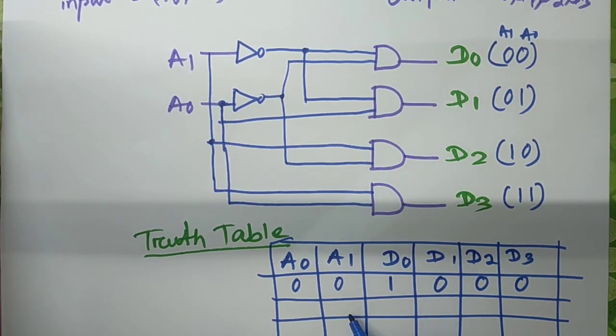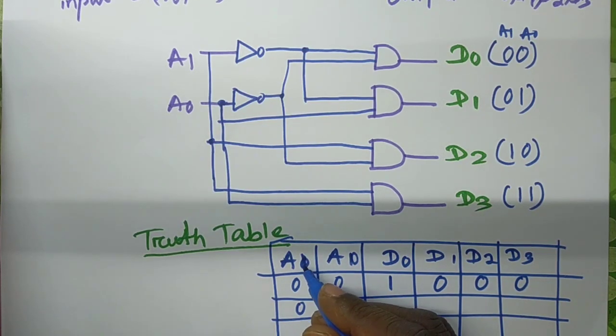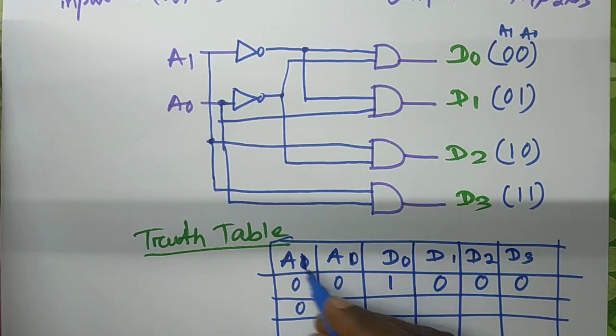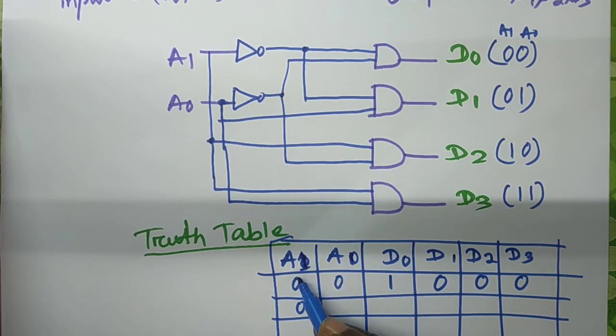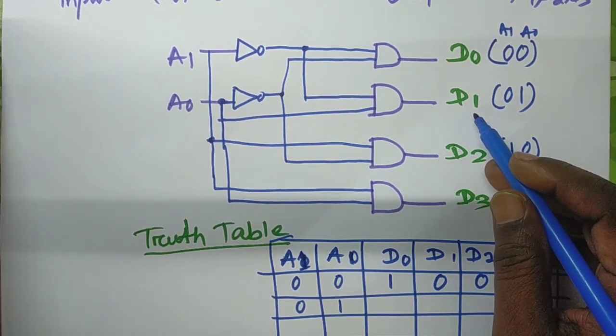Okay, now if we go through 0 0, in a very simple way, 0 means A0. You can write A0 here and A1 here. In that case, what happens? Here A1 A0, 0 0, and here 0 1. A0 is 1, so A1 is 0 and A0 is 1. Then which output can we get?